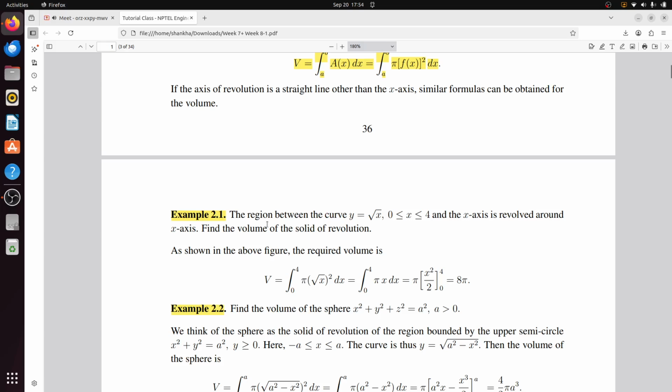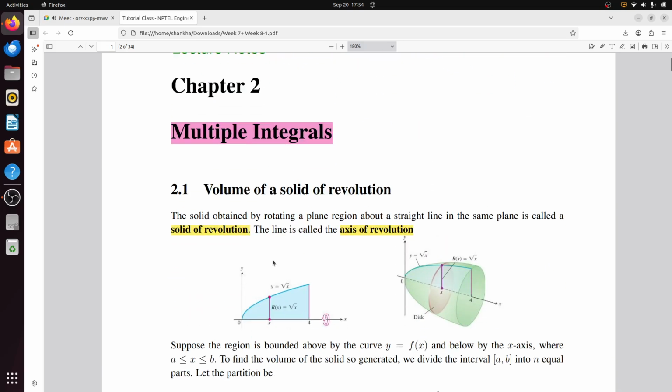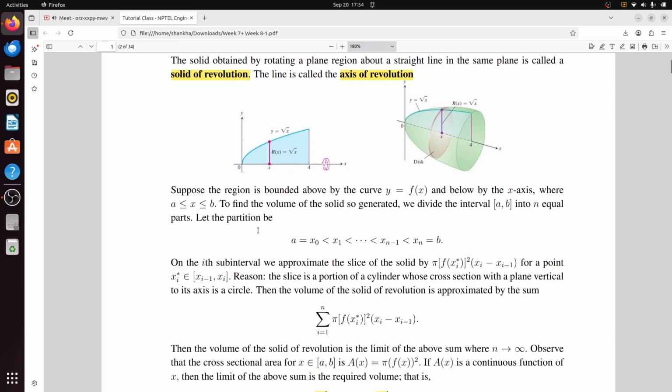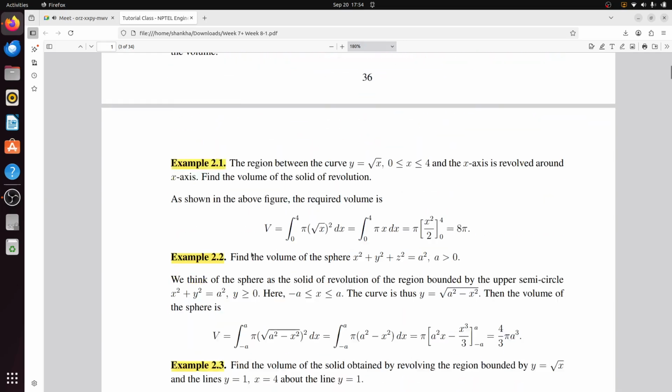And similarly, if you have some parabola like this, x equal to square root of y, and you rotate it along the y axis, then the expression will be pi x square dy, and that x will be in terms of y, so x will be f(y).